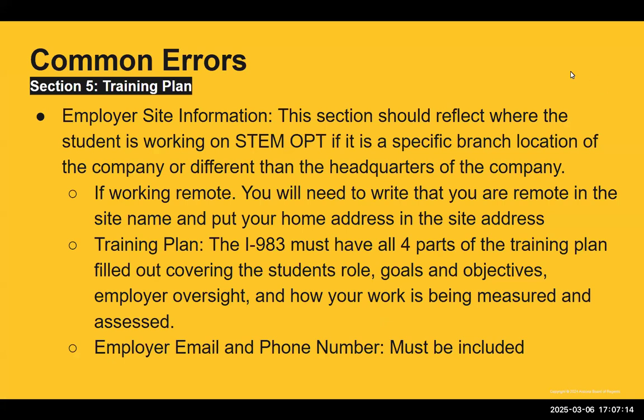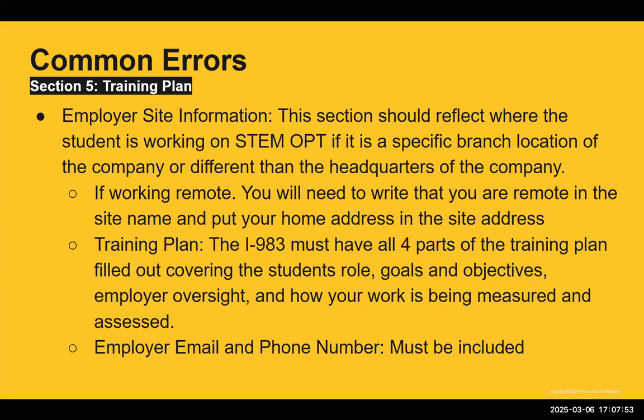Now, next for section 5, which is the actual training plan you'll be receiving. There are several errors we often see in this section. So employer site info, this section should reflect where the student is working on STEM OPT, if it is a specific branch of the company and is different than the headquarters of the company. If you're working remote, please designate that you're working remote in that site name, and put your home address in the site address. But in the SCV portal, we're still going to be putting in the address of the office that you're working through, not your home address for that section.